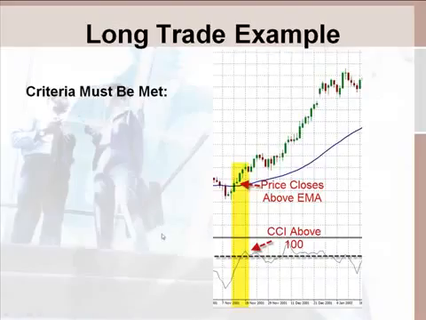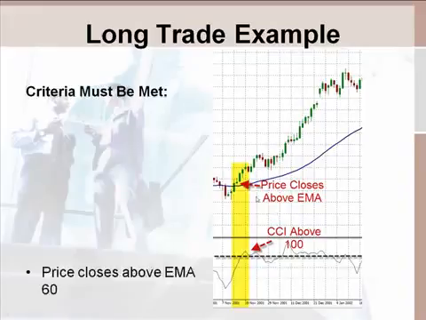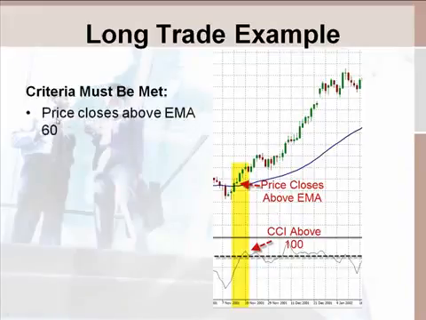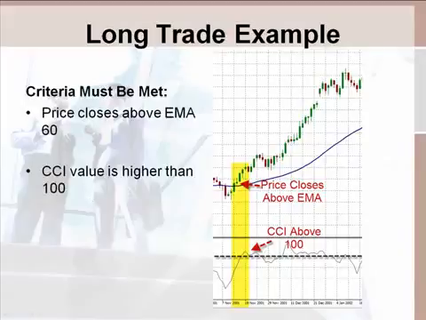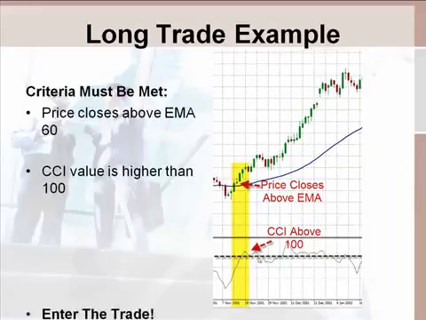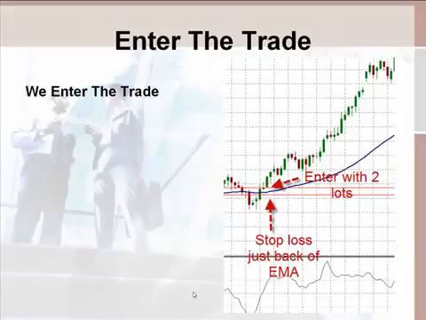So let's just look at an example here, and then we'll look at some examples on the charts. To begin with, in the highlighted area here, we look for our criteria. The price closes above the EMA 60, and looking here, it has. And the CCI value is higher than 100, so I've marked off the 100 level here. And again, the CCI is above 100, so our criteria is met. We can now enter the trade.